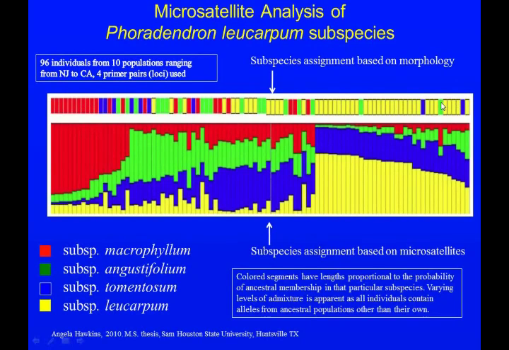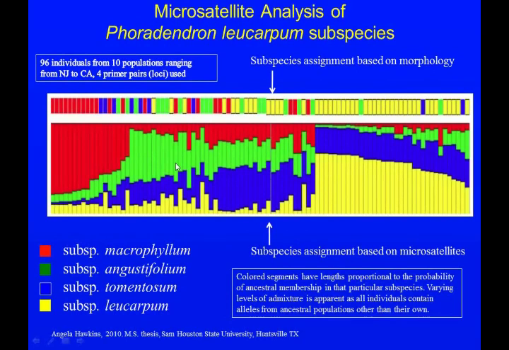This top bar represents the color that one would expect if it was morphology, and here's the code to the 4 subspecies. And this bottom rectangle that has 4 different colors in it is the assignment based upon microsatellites. And as you can see, in some cases, they agree: the majority of this particular bar, it's a percentage of the total of the bar, is yellow, and that is for subspecies Leucarpum, and it indeed morphologically was Leucarpum.